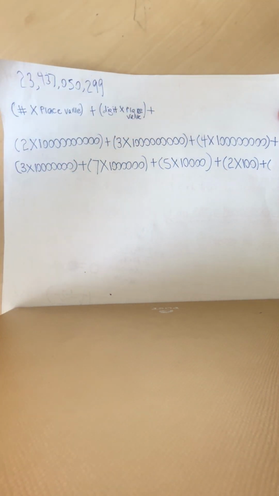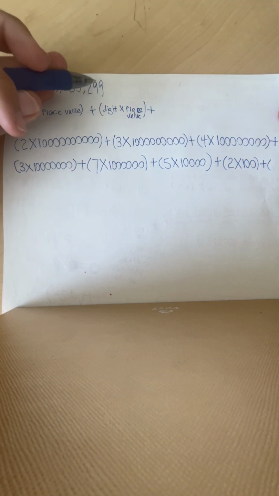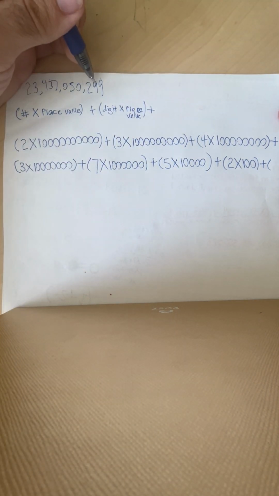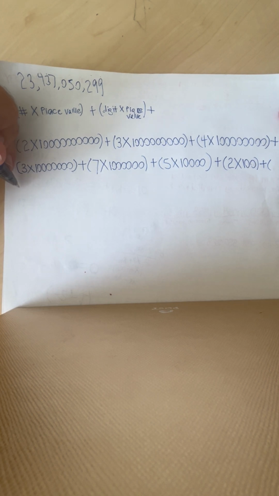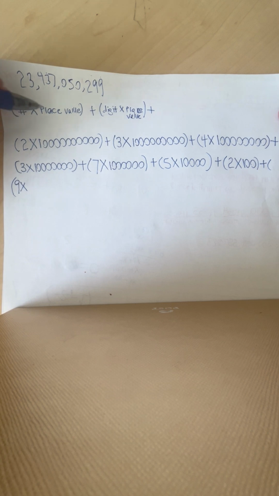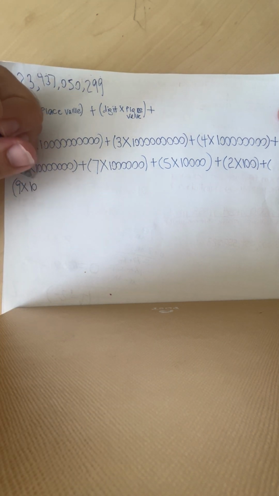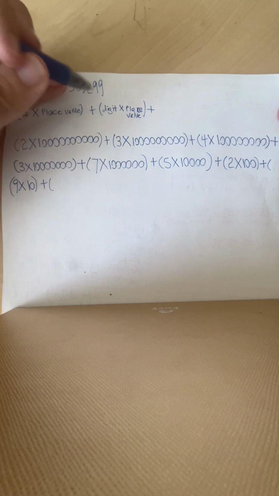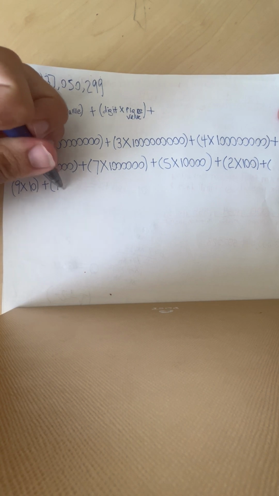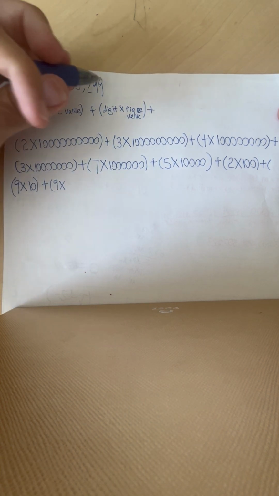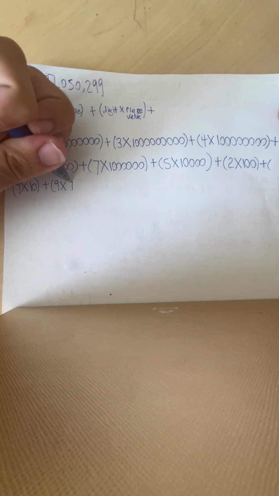Next digit, well, 9. What's the place value of this 9? Starting from the right, ones, tens. So the number is 9, and the place value of the 9 would be tens. So I'm just going to write 10. What number is this? It's a 9. Number times the place value, which would be ones. So I'm going to write 1.